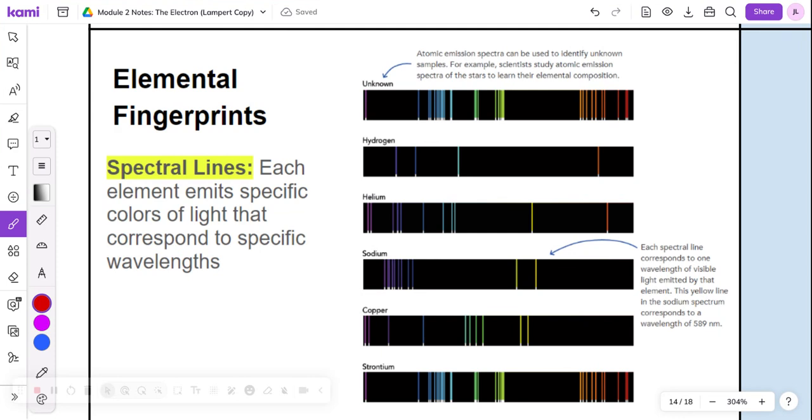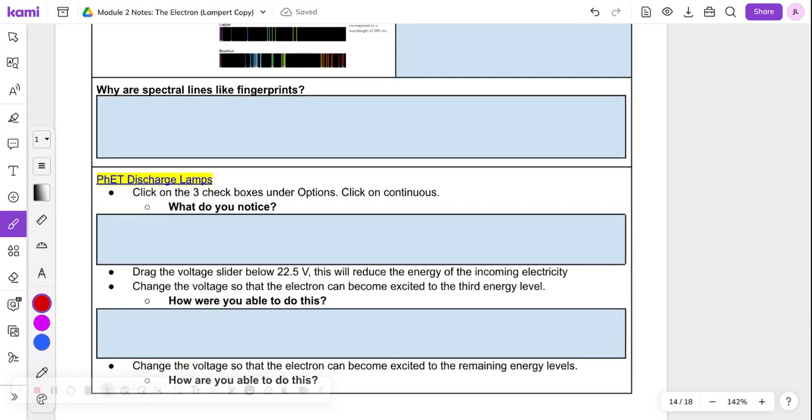All right, so now I just want you to summarize. Go ahead, try and explain: why are spectral lines like fingerprints?